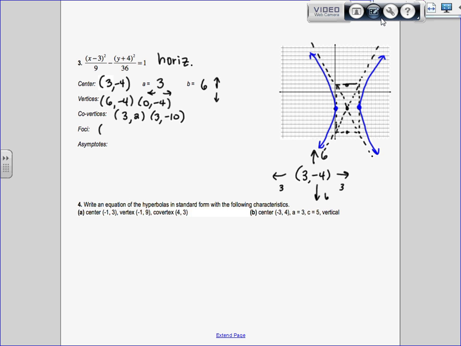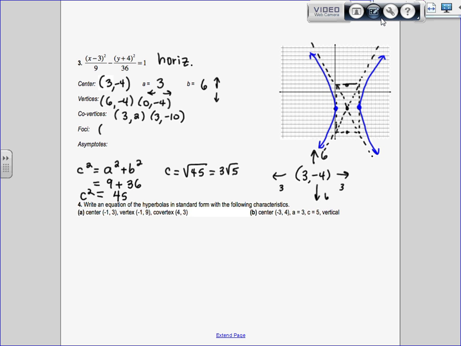So I had the point 3 comma, oh sorry. So now I need to do my c squared thing. So I have c squared equals a squared plus b squared. So I get 9 plus 36, which is 45. So that means c is the square root of 45. I don't leave it like that, I reduce it. What do you get when you reduce it? Yeah, 3 root 5.